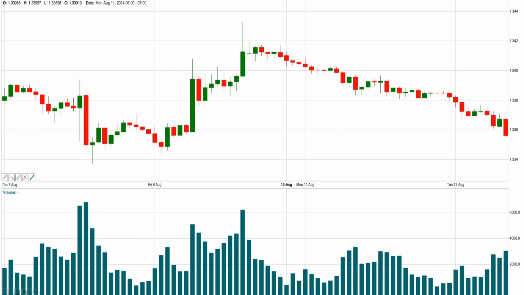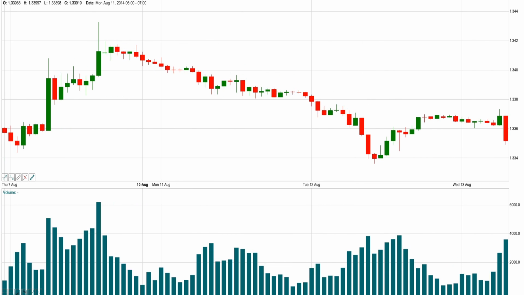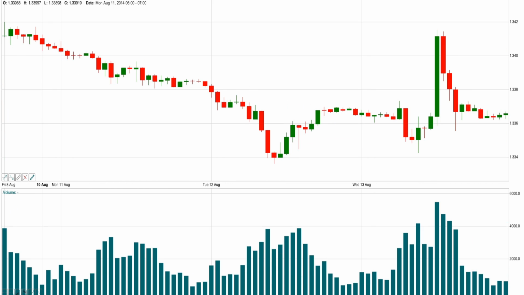Let me go forward to find another middle finger, another point to the upside. Look at that one. That one was a big bullish candle.